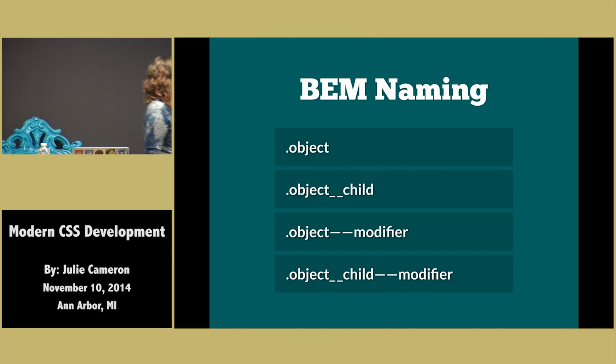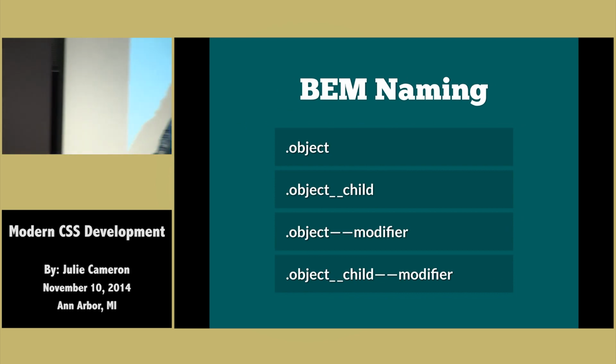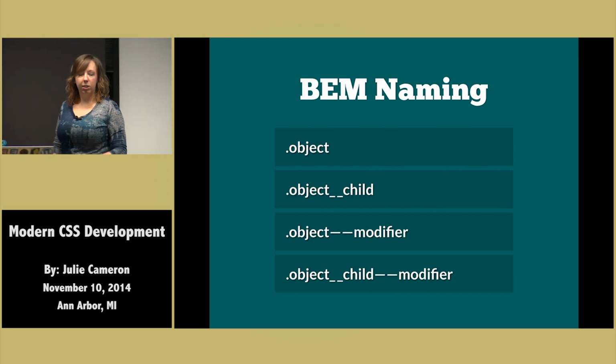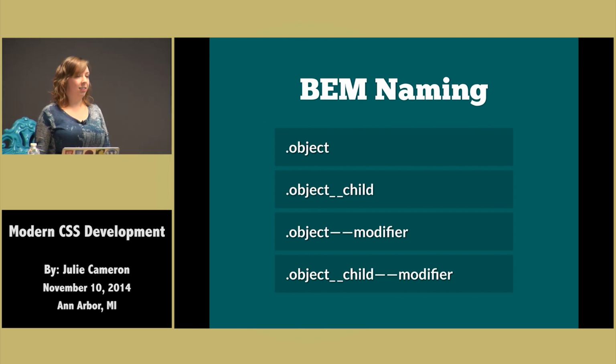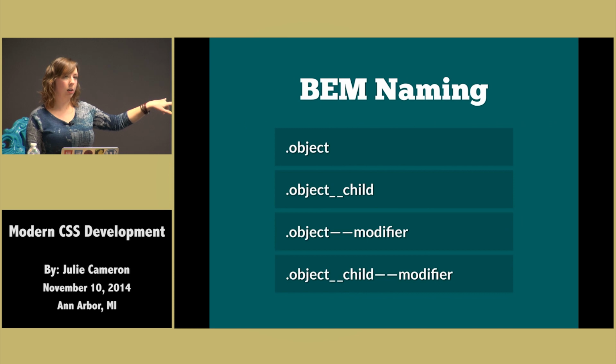So block element modifier. It's obviously a little funky looking. It definitely takes some getting used to. It kind of takes up a lot of space, but once you get used to looking at double dashes and double underscores, it becomes really easy to very quickly see the relationship between the objects. I can now look at object underscore underscore child, and without knowing what the words are, know that that's a child class. So it's very, very organized.